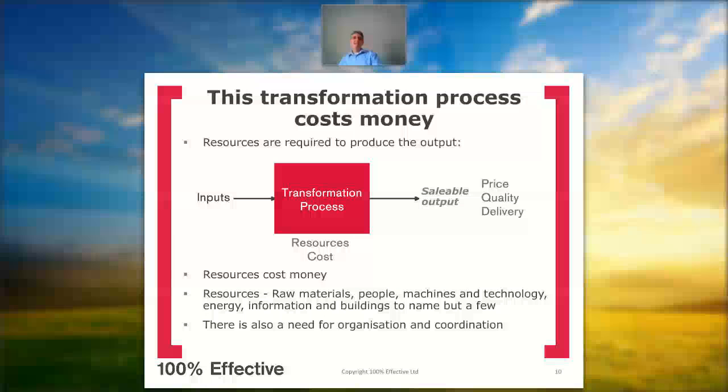Now, this transformational process, this transformation from inputs into saleable outputs, doesn't come for free. It uses resources, and these resources cost money. Resources come in many forms: raw materials, people, machines and technology, energy, information, buildings, to name but a few. And of course, there's also a need for organisation and coordination, functions that are normally performed by service people and by management.